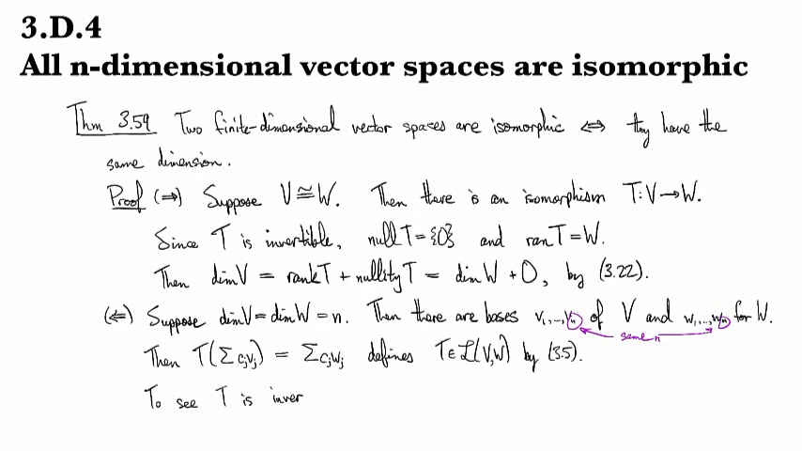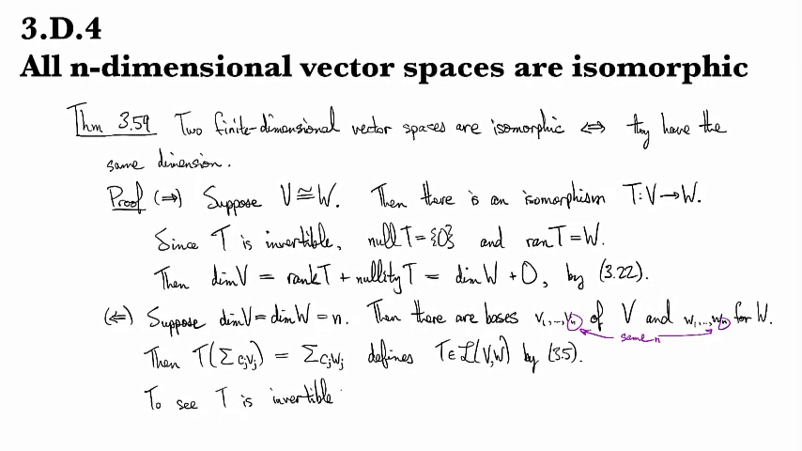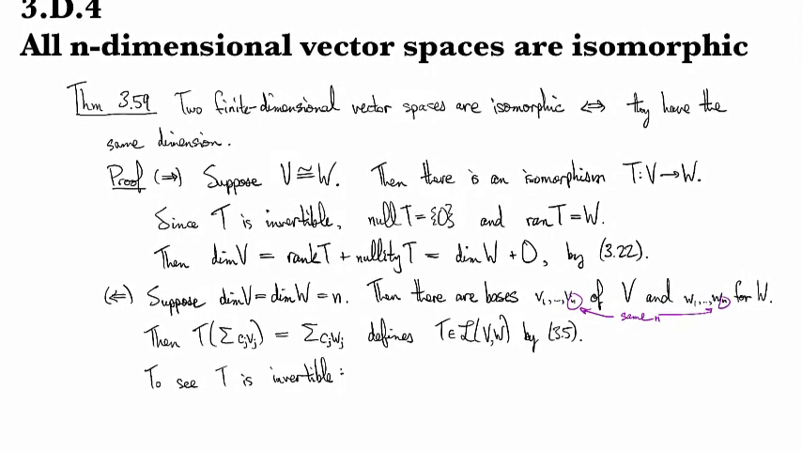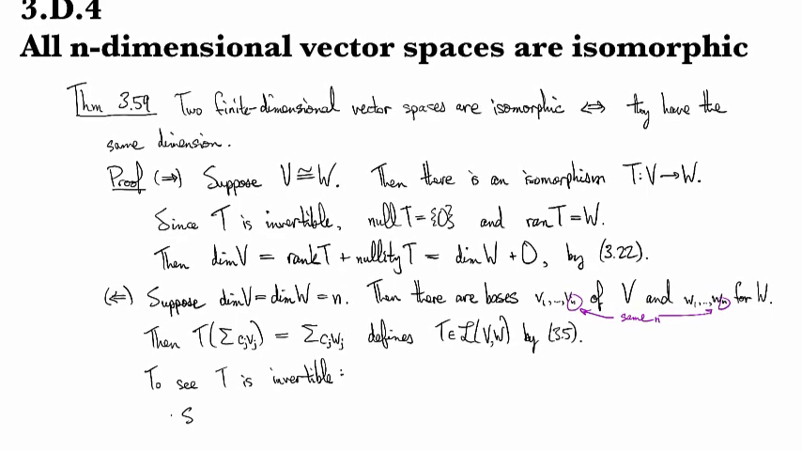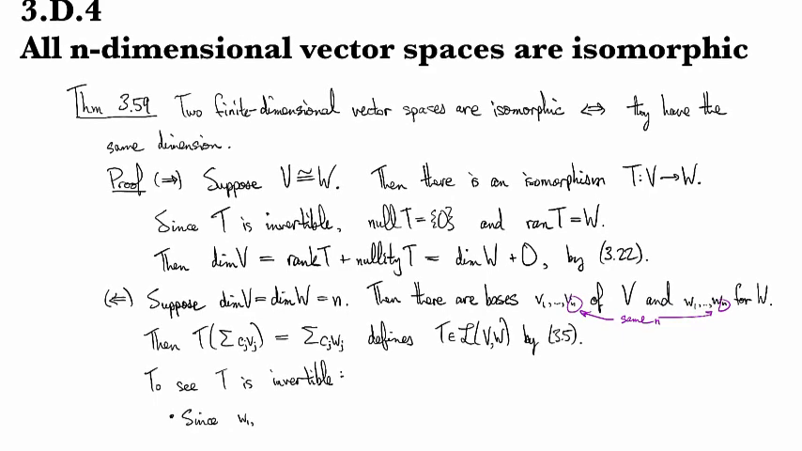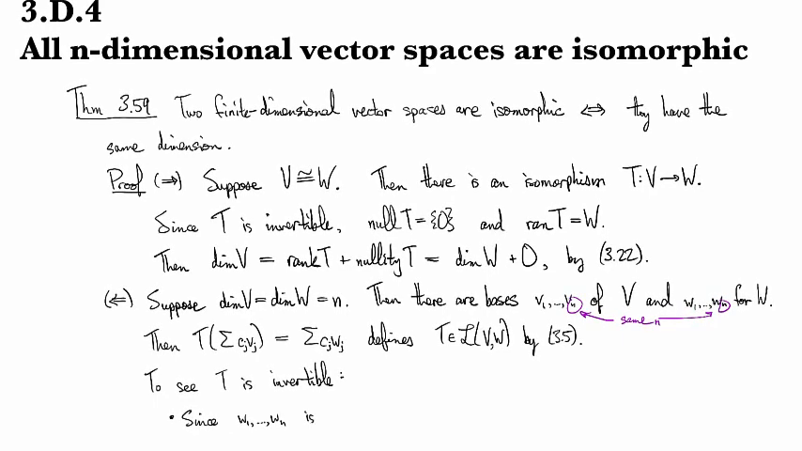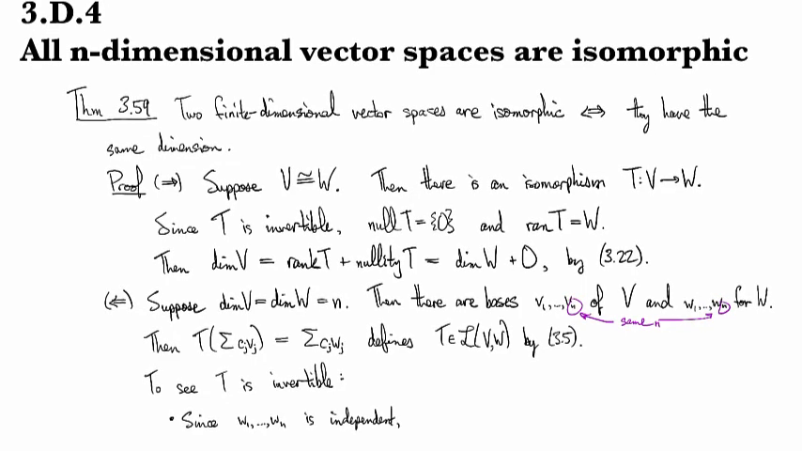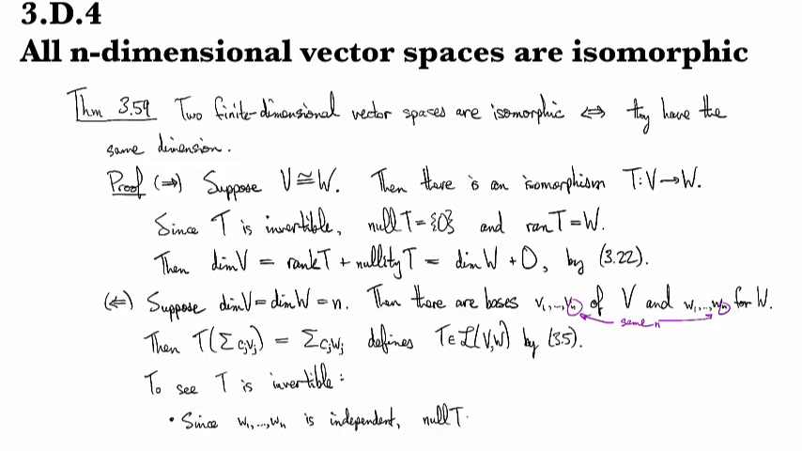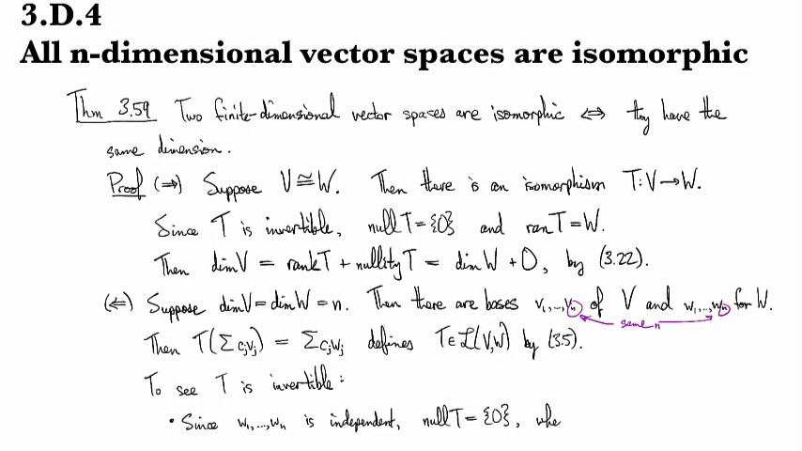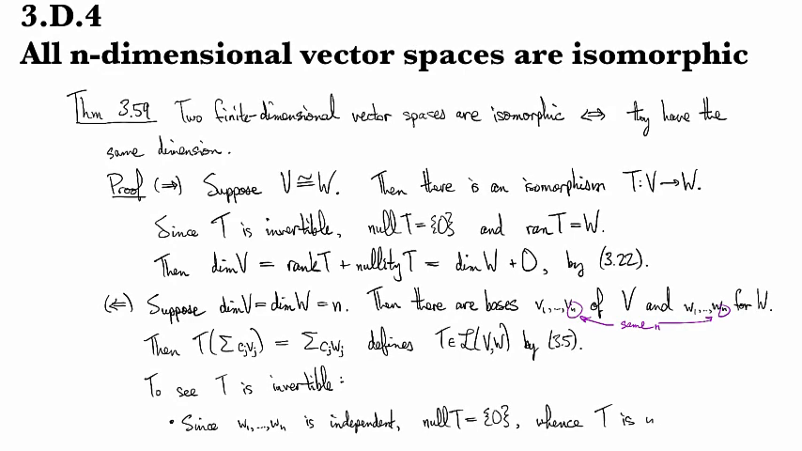It remains to check that it's invertible in order to know that it's an isomorphism. So again, we'll do the two parts, the injective part and the surjective part. So since W1 through Wn is independent, it must be the case that the null space of T has nothing but 0 in it. Whence we can say that T is injective.